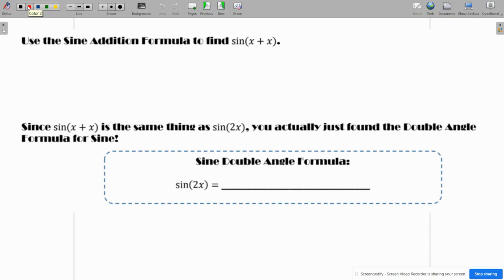We're going to look at the double angle formulas for sine, cosine, and tangent today. So the first thing we're going to do is actually derive them, and we can derive them using the sum and difference formulas that we learned previously.